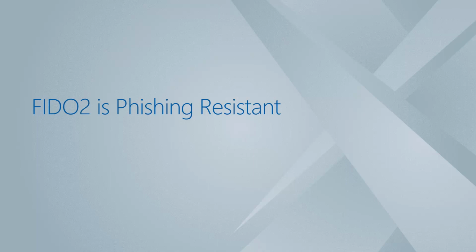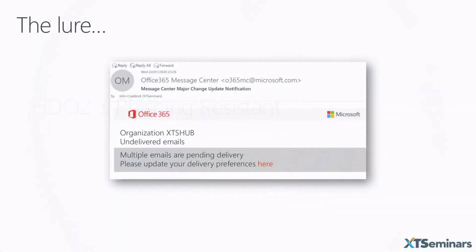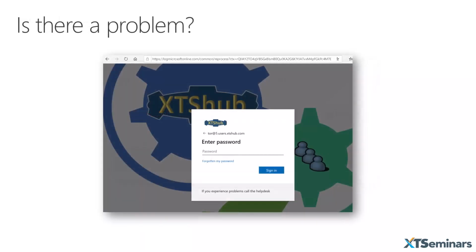Before I go on with the demo of actually using the phishing-resistant side of a FIDO2 key, what I want to do is talk about what is phishing. Well, when we fish, we put a worm on the end of our rod. And the first thing that happens, of course, is we lure our fish in. And this message here looks remarkably genuine. And it says you've got undelivered emails. Well, no one likes not having their emails delivered. So they click on here to update their delivery preferences.